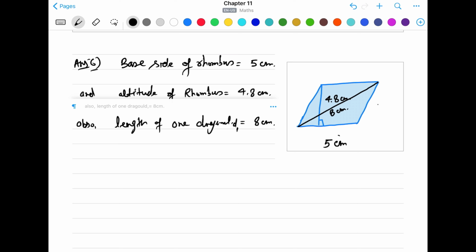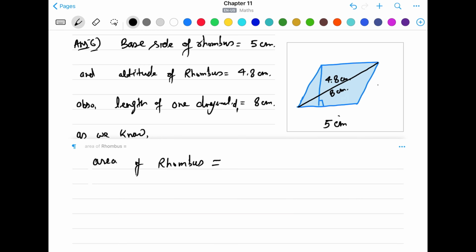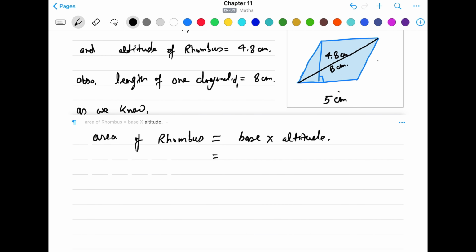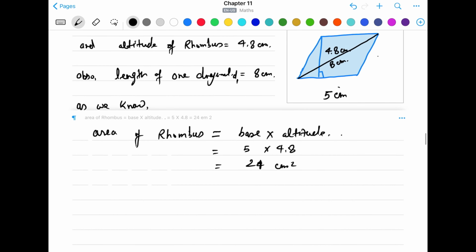Okay, so we have one formula to calculate the area of a rhombus, that is, as we know, area of rhombus is given by the formula base into altitude. Okay, so that means base here is 5 centimeter, altitude is 4.8. So when we multiply this 5 into 4.8, we will get 24 centimeter square. So that's the area of this rhombus using the formula base into altitude.